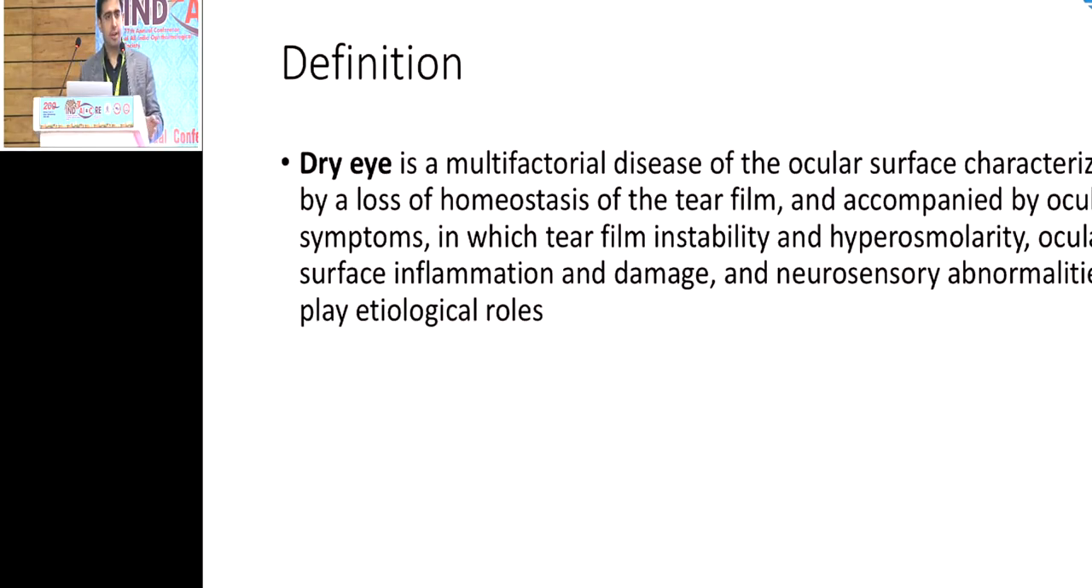So, dry eye, according to the TFOS DEWS 2 classification, is a multifactorial disease of the ocular surface characterized by a loss of homeostasis of the tear film, accompanied by ocular symptoms in which tear film instability, hyperosmolarity, ocular surface inflammation and damage, and neurosensory abnormalities play an etiological role. So this is a very, very broad classification. There's no per se such thing as dry eye. I mean, it's a gamut of different conditions.